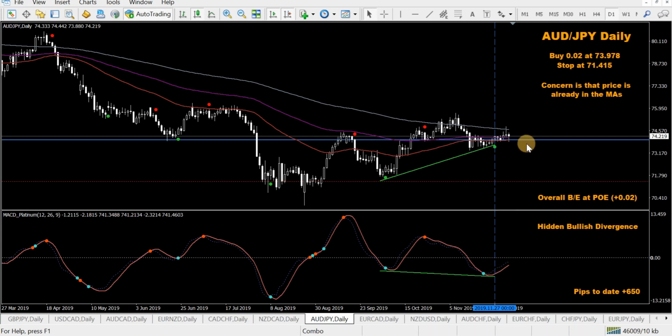I'm pretty confident I'll be able to do some of this. So it's not a bad pair to trade. Aussie yen, we're in a buy. We're just above the entry at the moment.